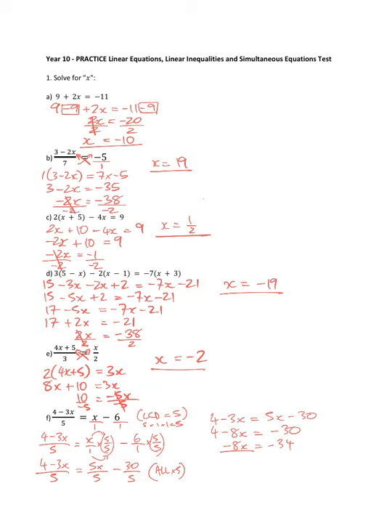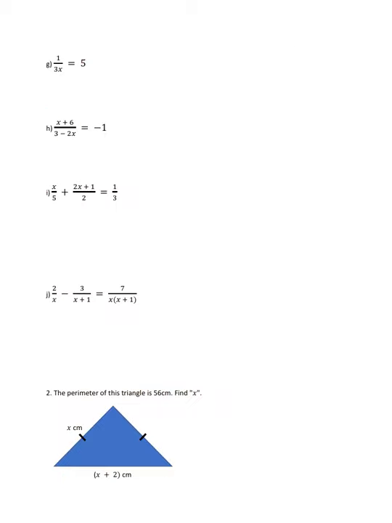X is being multiplied by negative 8, so divide by negative 8 on both sides. X is going to be negative 34 on negative 8. That cancels down to, both are divisible by 2, 17 on 4. So that's the first page done. On to the second page.